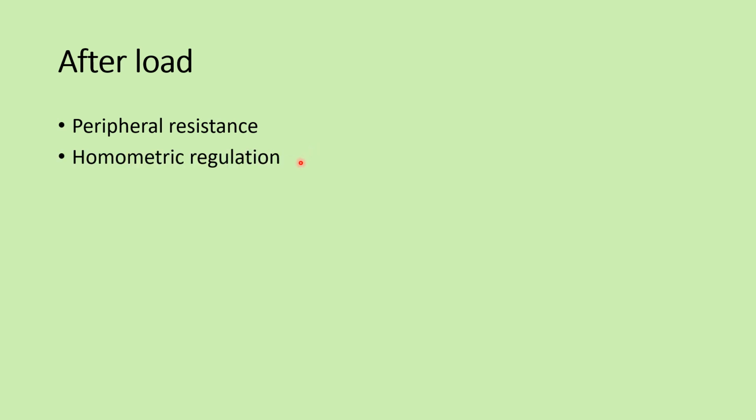The peripheral resistance is considered as the afterload. The peripheral resistance comes under the homometric regulation of the cardiac output. Here there is no change in the ventricular muscle fiber length. The homometric regulation by the peripheral resistance is explained by the Anrep effect.